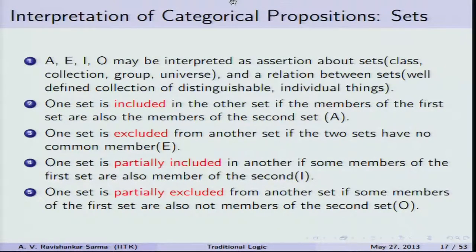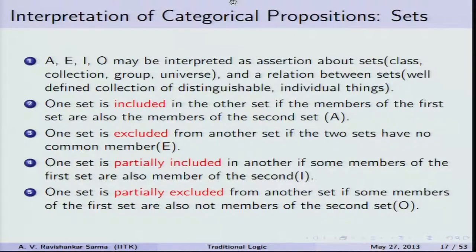When we say that one set is included in the other set, it means the members of the first set are also the members of the second set. If that is the case, then you can say that A is included in B. Usually you represent it as A is a subset of B. For example, all men are mortal, so one set is included in another. One set is excluded from another set if the two sets have no common members.